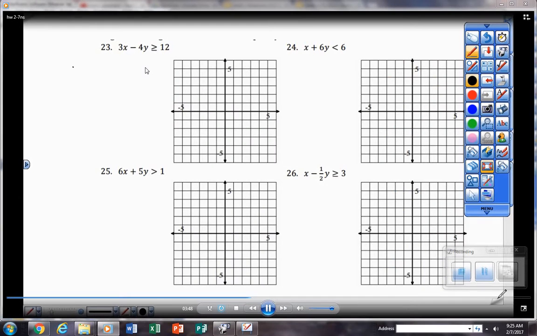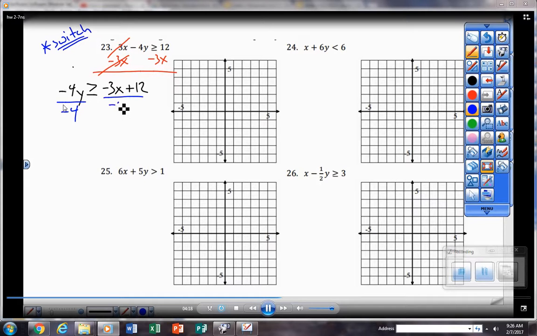Alright, these you need to solve for y first. You need to watch out. If you divide or multiply by a negative number, the inequality switches. For this problem, take away the 3x on both sides. Do not forget to bring the negative down with the 4y. That's negative 4y. I will divide everything by -4. As soon as I divide by that -4, this inequality will switch from more than or equal to less than or equal to. You've got to remember to switch that inequality when you divide by a negative number.